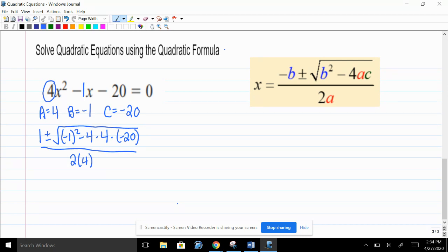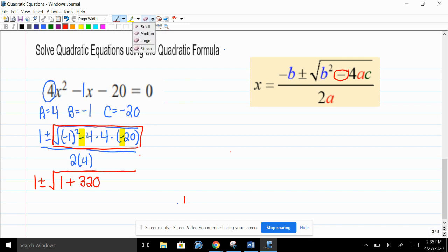Okay, and then I start turning through my arithmetic here. Remember, we're going to focus on simplifying this part of the formula first. So I got 1 plus or minus the square root of -1 to the second power. Remember, that's a negative times negative, which makes it positive. I got a negative right there, and I got a negative right there. Remember that one of the negatives is built into the formula. The other one came from the -20 up here. So that negative and that negative are going to make a positive. 4 times 4 is 16. 16 times 20 is 320.